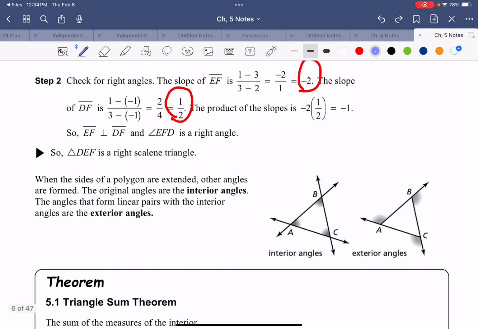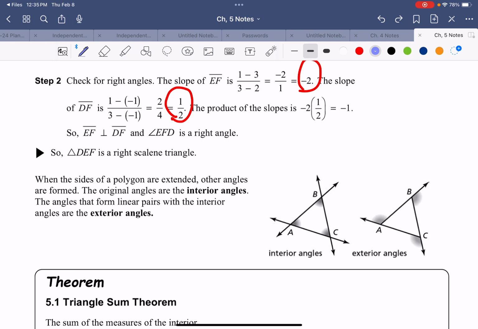So we would say that DEF is a right scalene triangle. Now you're probably wondering, what other kind of right triangles are there? You can have an isosceles right triangle, and we'll talk about that a lot later because magic happens with that.